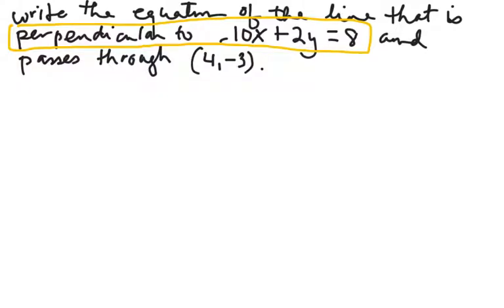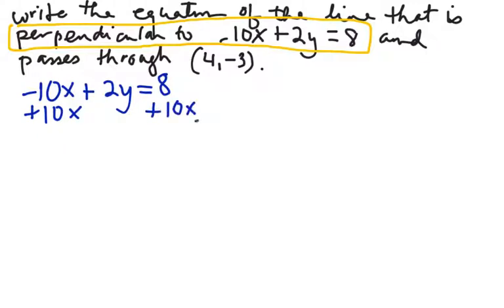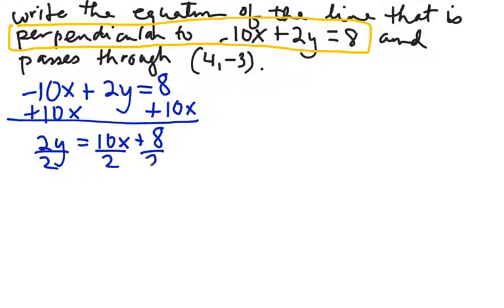Well, I need to find the slope of that line so that I can find the slope of the line that is perpendicular to that. So let's just put it in slope-intercept form again. Negative 10x plus 2y equals 8. I'm going to add 10x to get it over on the other side. Add 10x. And I get 2y equals 10x plus 8. Divide by 2. Divide everything by 2. And I get y equals 5x plus 4.